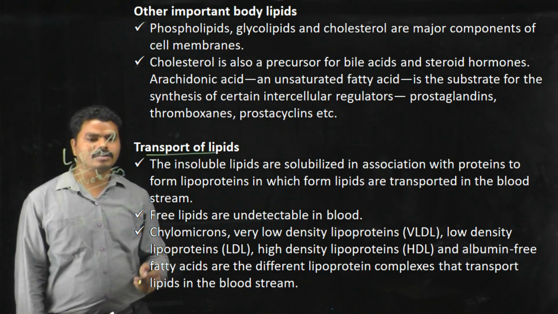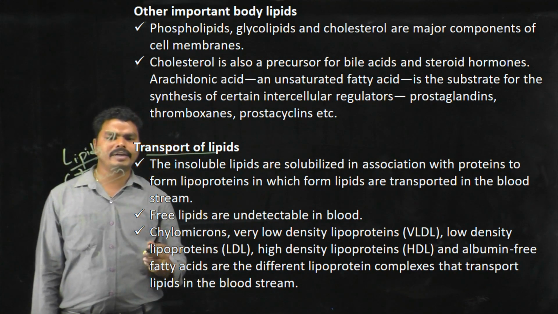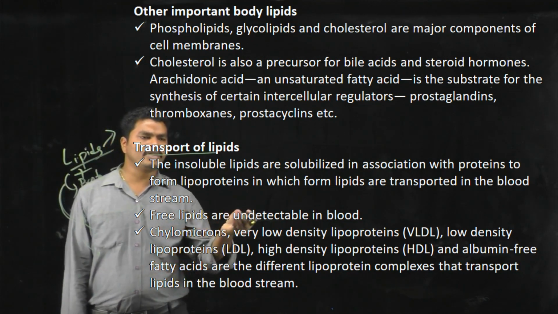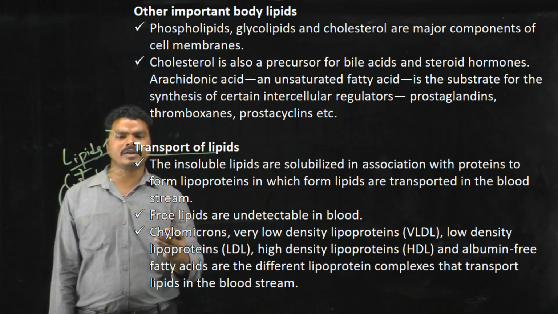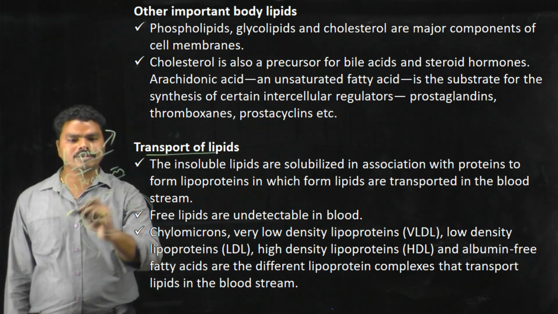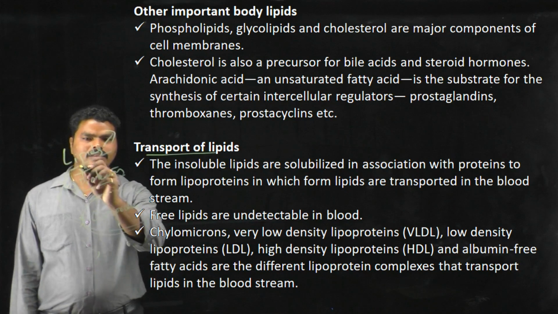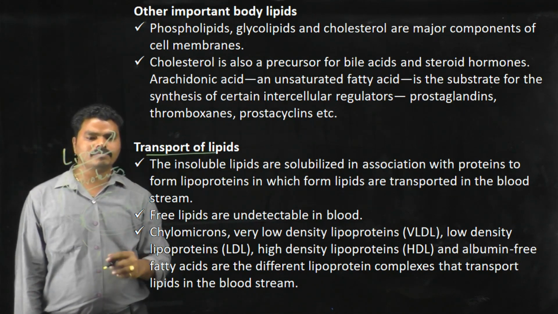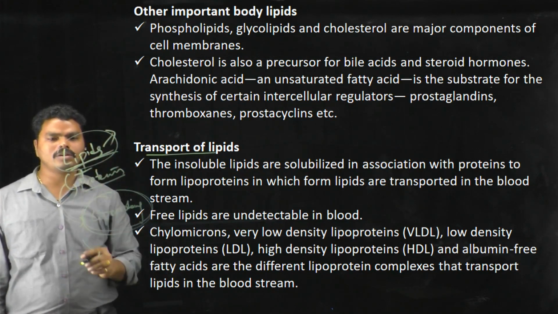Free lipids are undetectable in blood. That means when you go for testing of the lipid content in your blood, we are not able to identify or detect free lipids. But we can detect the lipoproteins. When the lipid is combined with the protein, that form we are able to detect, but we cannot detect or identify the lipids alone in our blood.